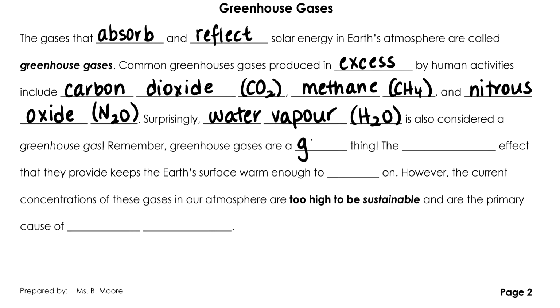So just a quick note here, remember greenhouse gases are a good thing. The warming effect that they provide keeps the Earth's surface warm enough to live on. Thank you, greenhouse gases. However, the current concentrations of these gases in our atmosphere are too high to be sustainable, and this is the primary cause of climate change.